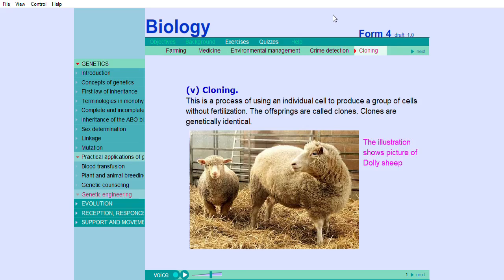Cloning. This is a process of using an individual cell to produce a group of cells without fertilization. The offspring are called clones. Clones are genetically identical. The illustration shows a picture of Dolly the sheep.